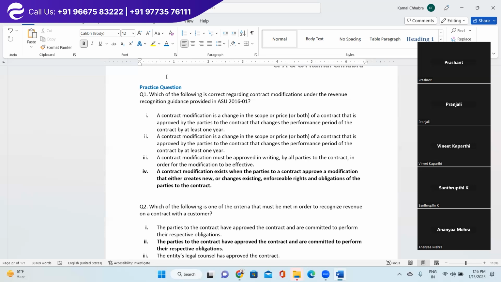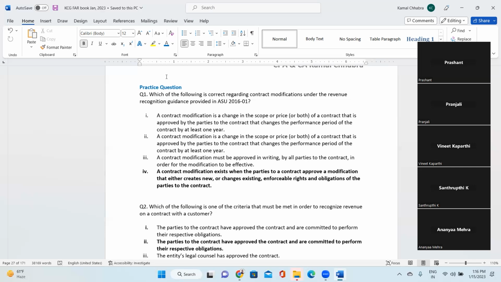Does it mandatorily require to be in writing? The fourth is, a contract modification exists when the party to the contract approve a modification that either create a new or change in existing enforceable right and obligation of the parties to the contract. So which statement out of these four is correct in light of contract modification, which we have just studied?